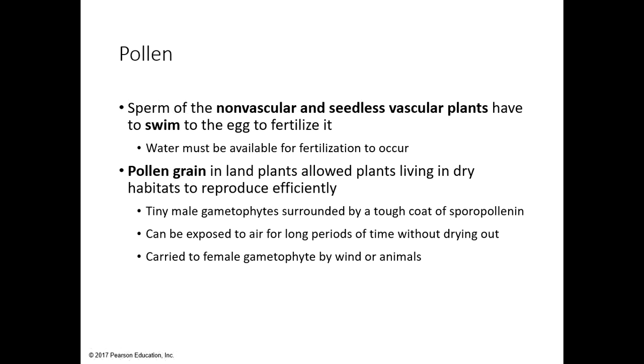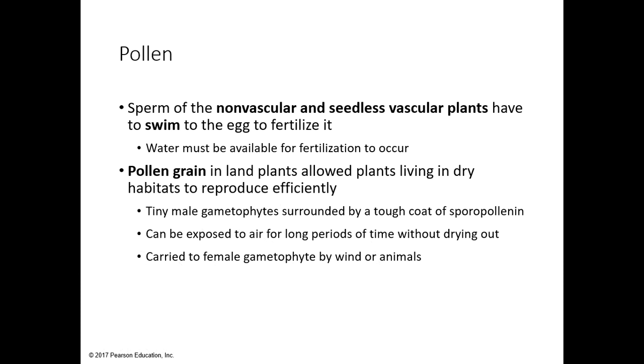All right, so pollen grain in land plants allowed plants living in dry habitats to reproduce efficiently. We're going to see the function of that in a second, but tiny male gametophytes surrounded by a tough coat of sporopollenin make up a pollen grain. So it is a tiny male gametophyte, surrounded by this structure that's nourishing it. It can be exposed to the air for long periods of time without drying out, and can be carried to the female gametophyte by wind or animals.